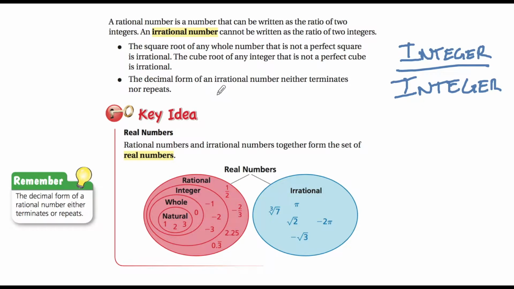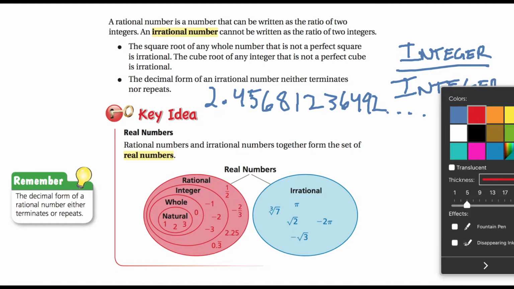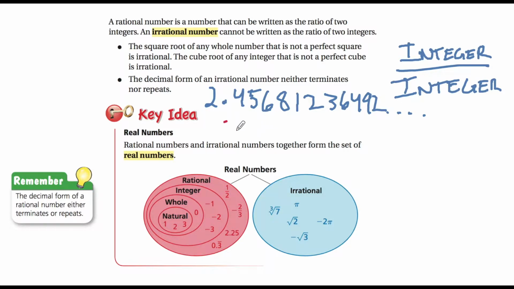So if you have a decimal like 2.45681236492123649 and it just kept going on and on forever, then that is an irrational number. But if it's a decimal that ends, like 2.25, that is a rational number.